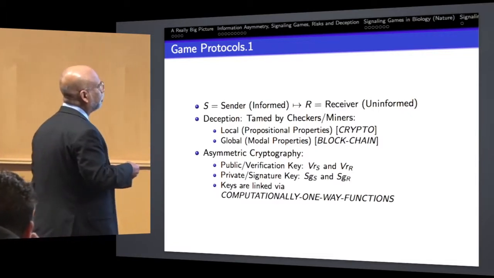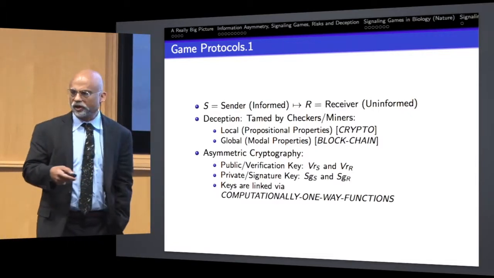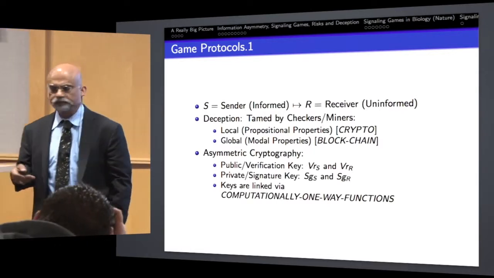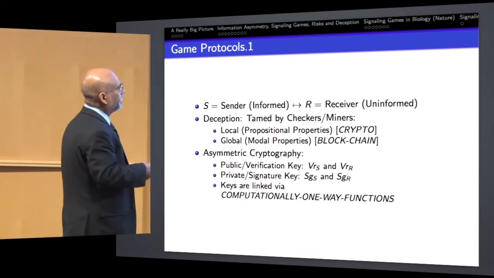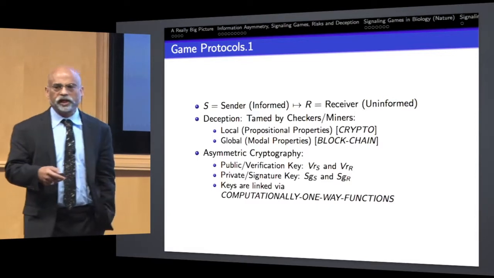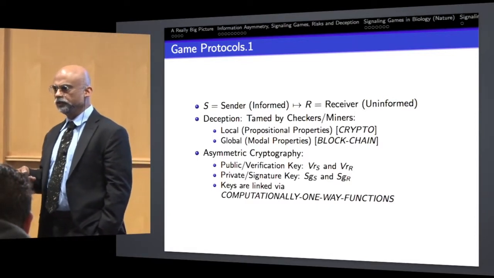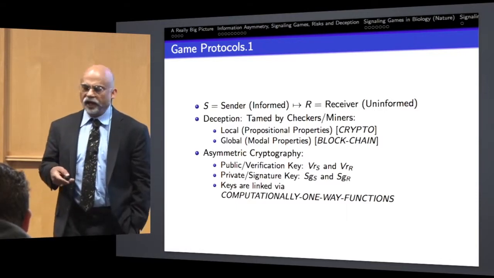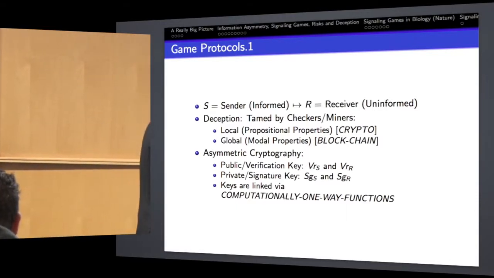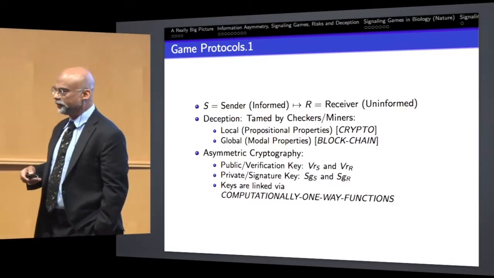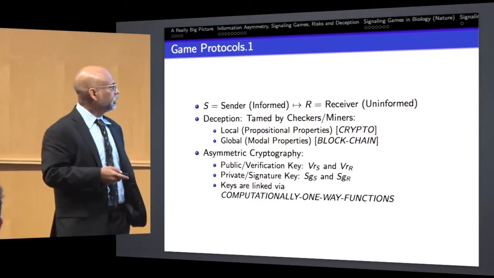And for local things, I will use cryptography to do local verification. Yeah? And I will need asymmetric cryptography, so a sender and verifier can create verifying keys, which are their public keys, but they have hidden keys, private signature keys that they do not reveal to the whole world, and they are SGS and SGR.